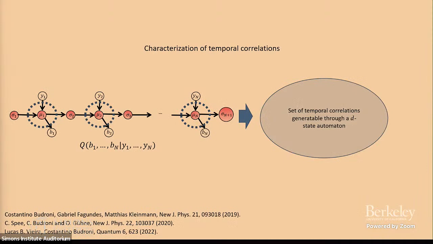According to these papers, we pose the problem of characterizing the set of correlations that you can get using a d-dimensional automaton.